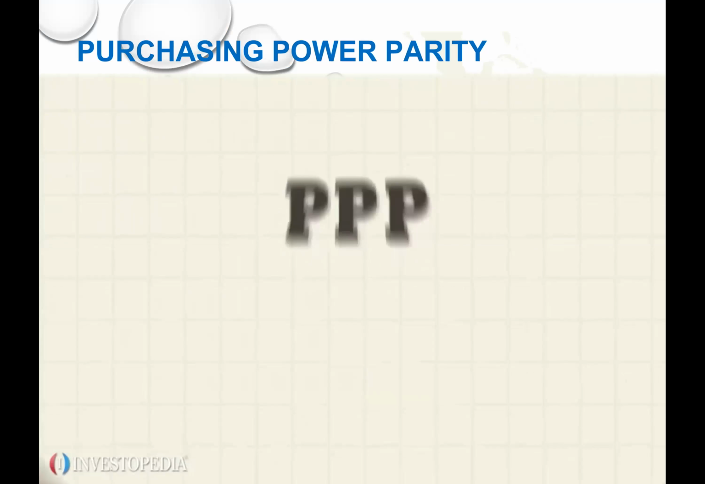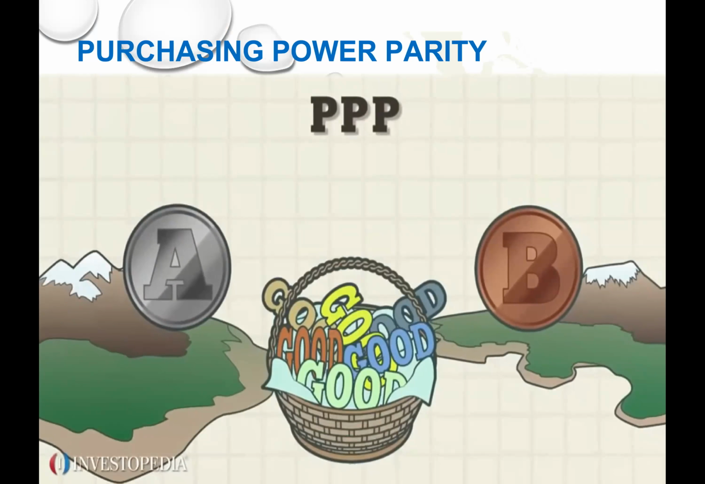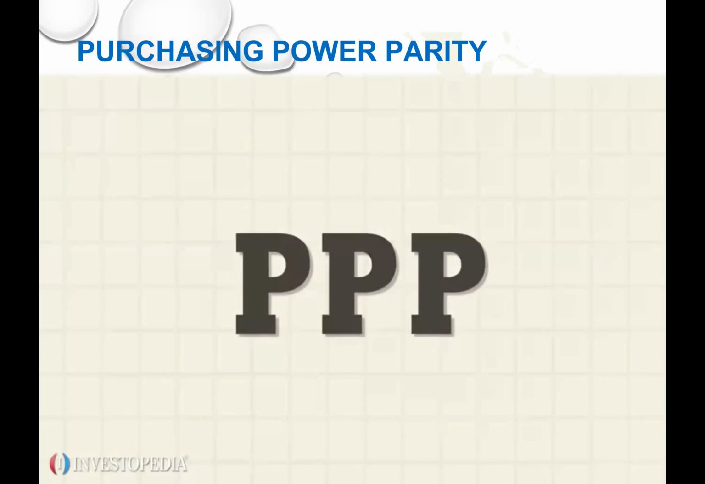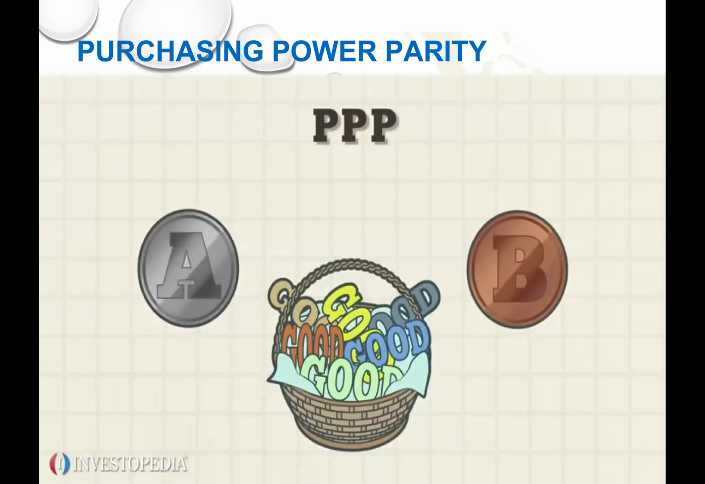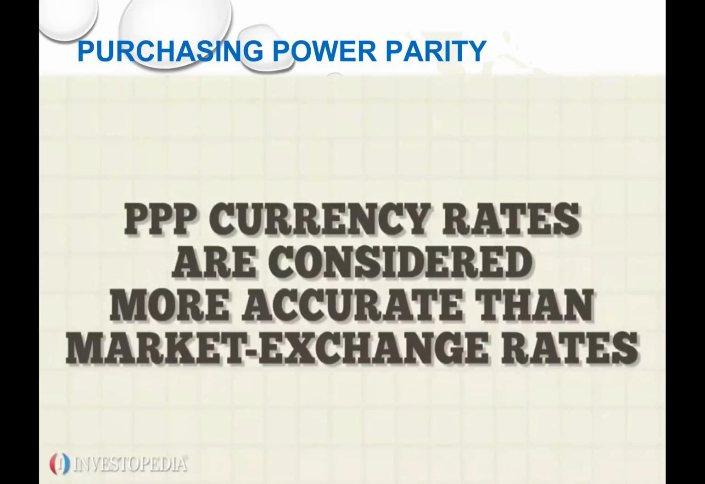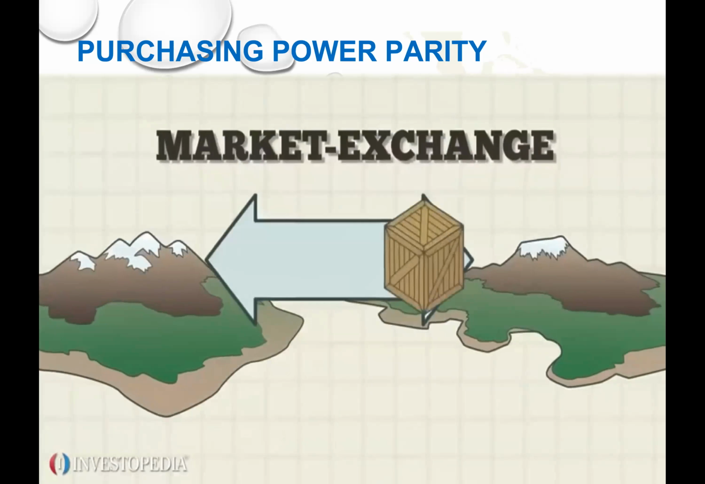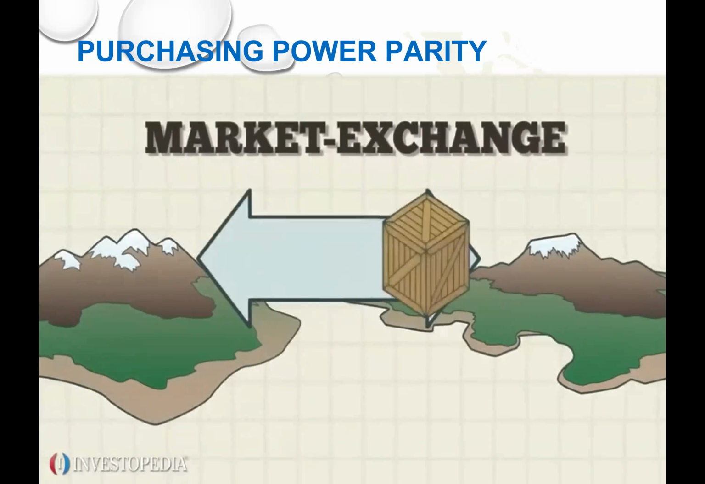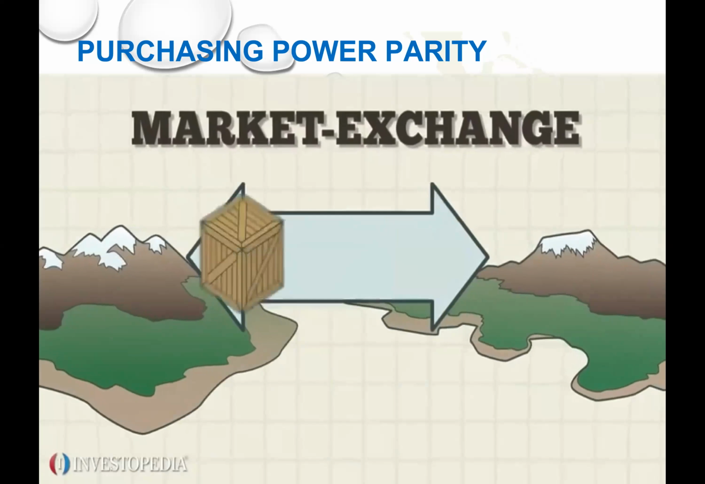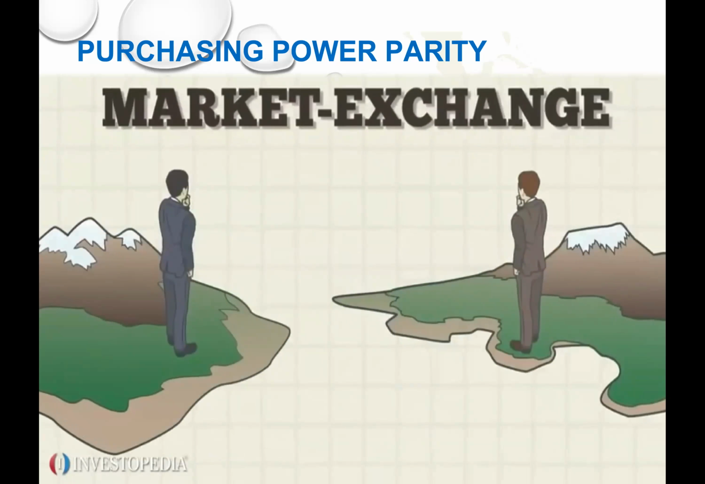Purchasing Power Parity, PPP, compares different countries' currencies through a market basket of goods approach. Two currencies are in PPP when a market basket of goods, taking into account the exchange rate, is priced the same in both countries. PPP currency rates are considered more accurate than market exchange rates. Market exchange rates set on the foreign exchange market tend to be influenced by other factors such as government intervention, different interest rates, speculation trading, and hedging.